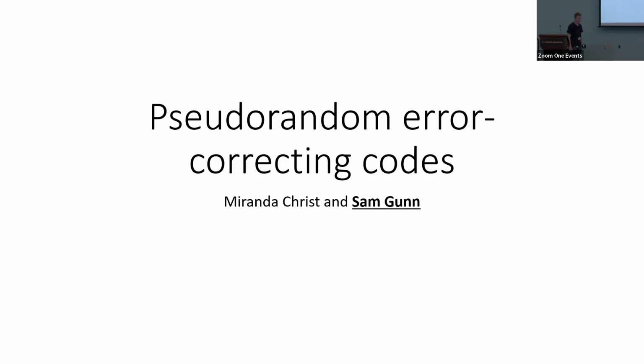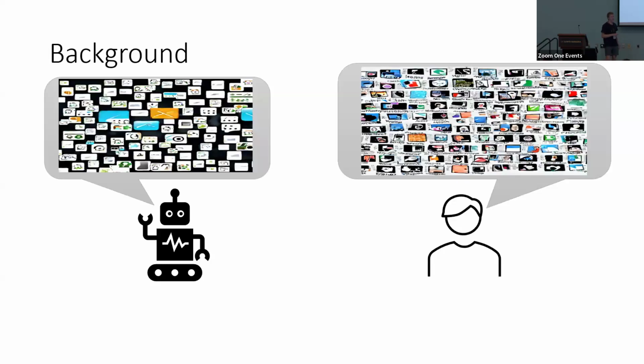Hi, so yeah, I'm going to be talking about an object that we call pseudorandom error correcting codes. This is based on joint work with Miranda Christ, who's a student at Columbia. Pseudorandom error correcting codes are a cryptographic object, but they come up very naturally in the context of detecting AI-generated content.